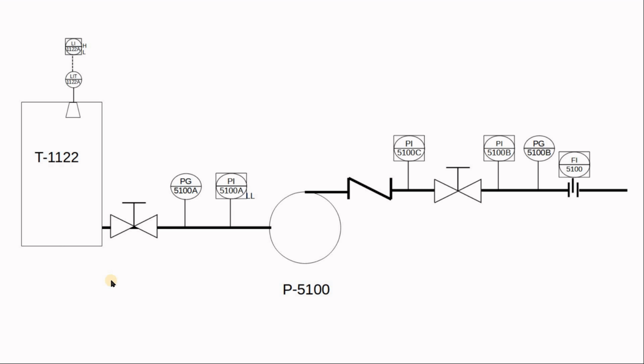Still, in our example, we have the tank, we have the pump, we have a suction valve, a manual valve, PI and PG. PG is a local pressure gauge.